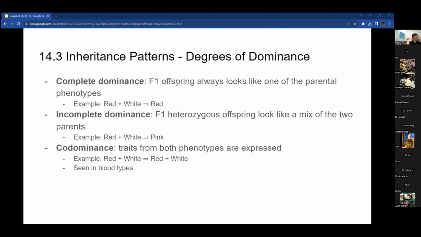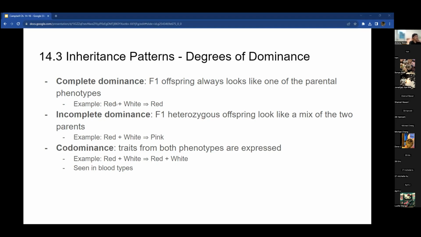Inheritance patterns, degrees of dominance. Like I alluded to before, inheritance is not as simple as complete dominance, where the presence of a dominant allele will create a function, and absence of a dominant allele will lead to a lack of function, which leads to phenotype. There are actually many kinds of inheritance patterns. The first of which is complete dominance. This is the one that we usually think of when we think of Mendelian genetics.